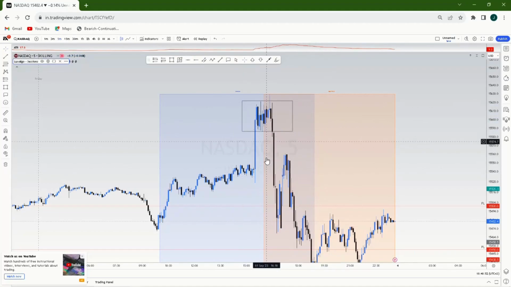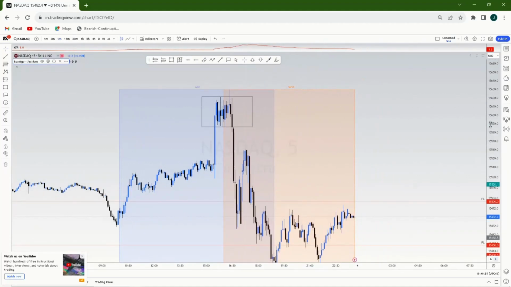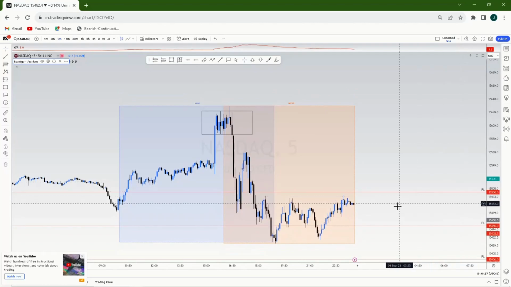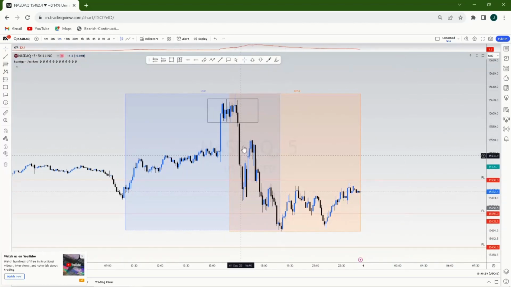So guess what? The market broke below, and when it broke below, I'm talking as if I was on the chart. When it broke below, I would have waited for the market to break also this structure down here. As you can see, we had a rising wedge. Let me indicate it for you.